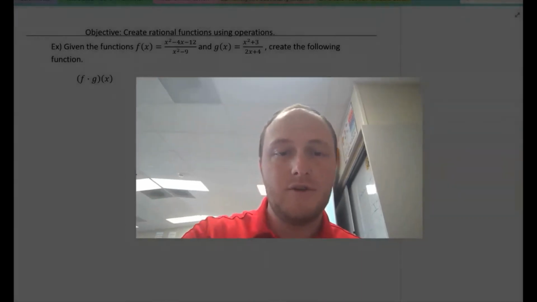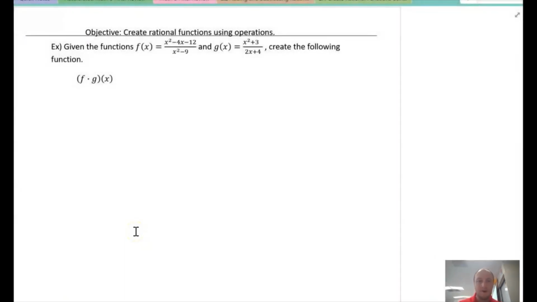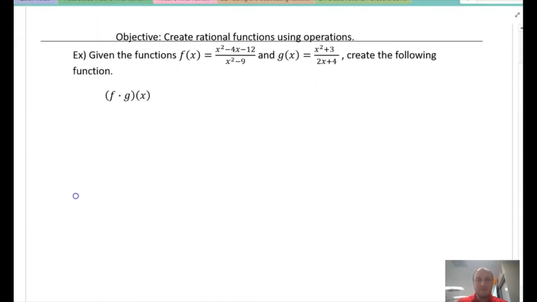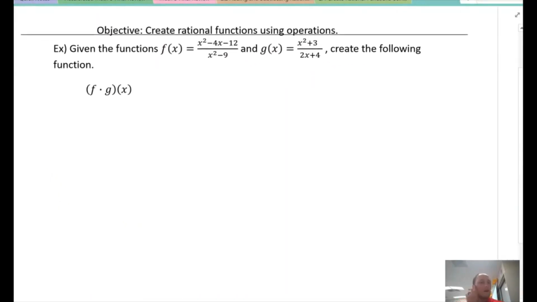Okay, so without further ado, make myself smaller. Okay, there we go. Here is the first example. We are asked to create the rational function with given operations, and given the function f of x and g of x, create the following function. So they want f times g of x. So plain and simple, what they want us to do is to multiply f of x with g of x.